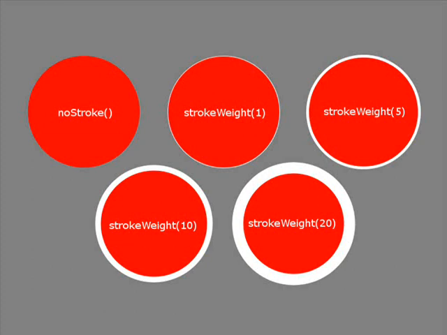When working with strokes, you can specify the thickness of the stroke using the stroke weight method. The stroke weight method takes a single argument, which specifies the number of pixels of thickness in the stroke. You cannot specify a stroke weight of 0. For that, you need to use the no stroke method.